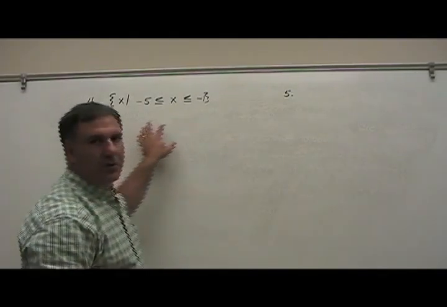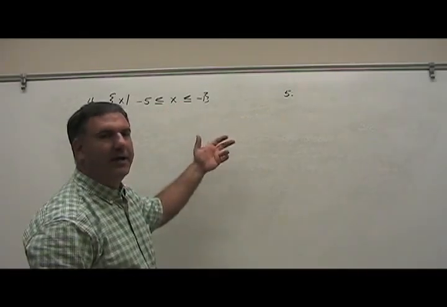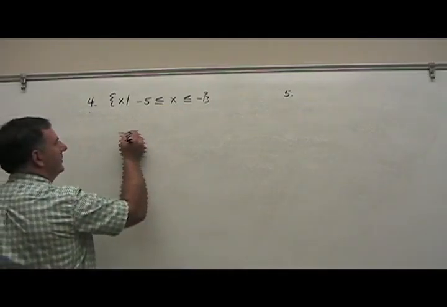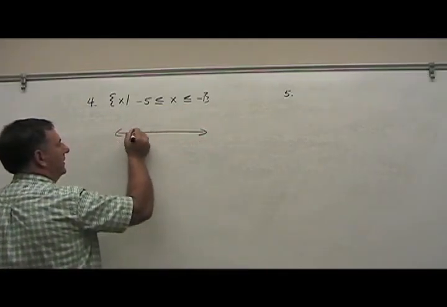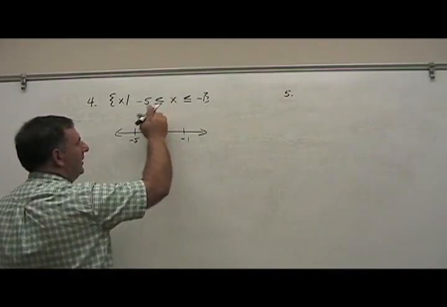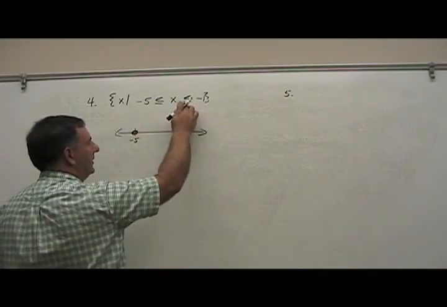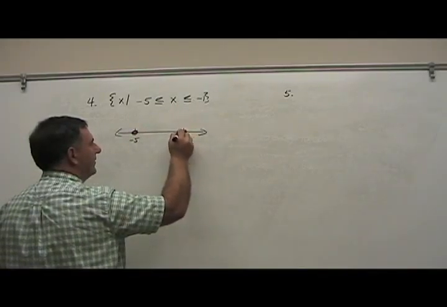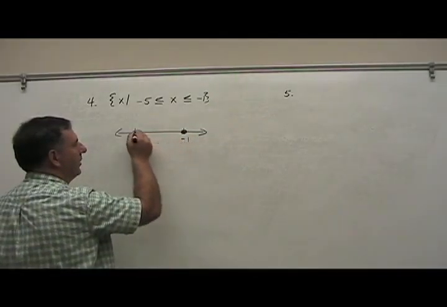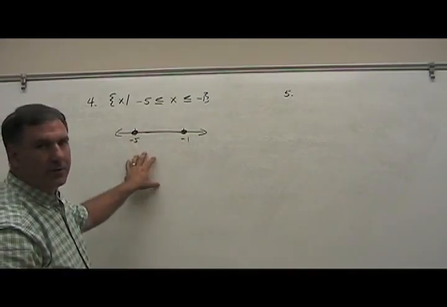With problem number 4, what we're going to do here is first of all graph this on a number line and then express it in interval notation. So on a number line, we'll just draw this out as -5, -1. The inequality with the equality sign here means I will have a closed circle, and a closed circle here. So everything between -5 and -1 is to be included. This is what the number line will look like.